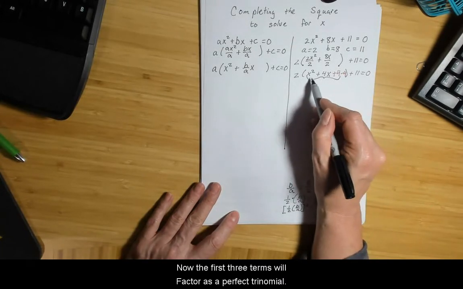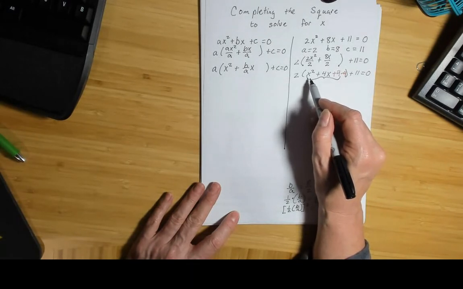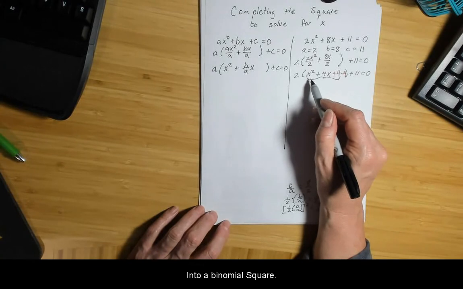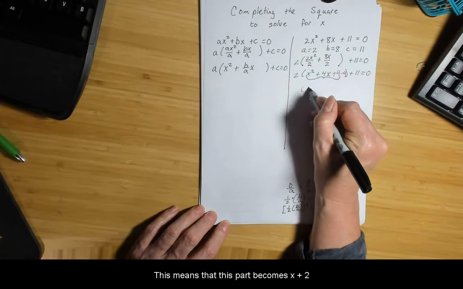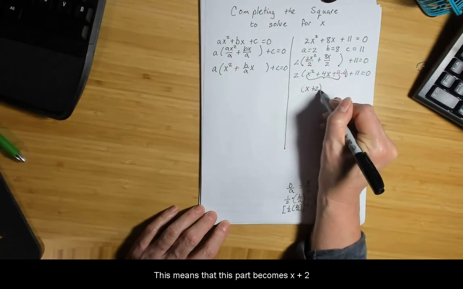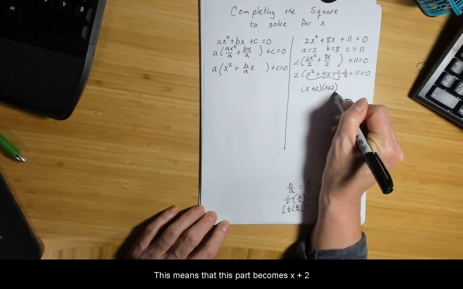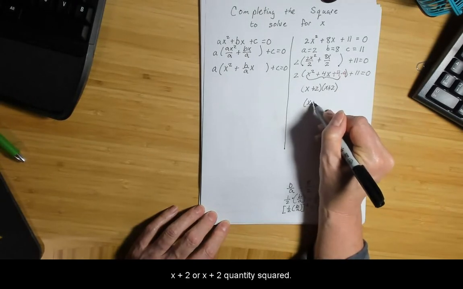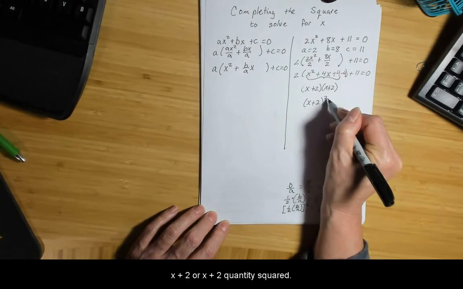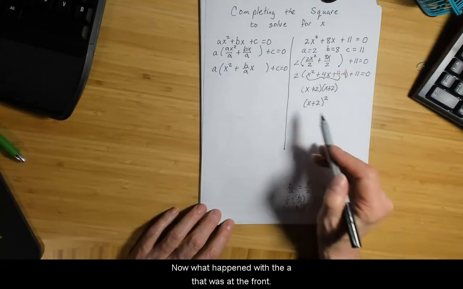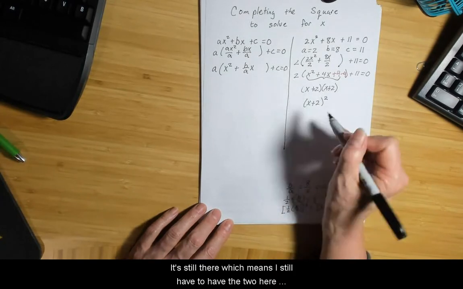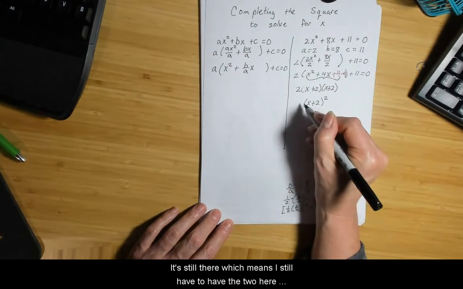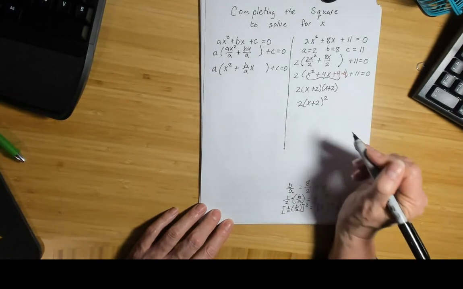Now, the first 3 terms will factor as a perfect trinomial into a binomial squared. This means that this part becomes x plus 2 times x plus 2, or x plus 2 quantity squared. Now what happened with the a that was at the front? It's still there, which means I still have to have the 2 here and the 2 here.